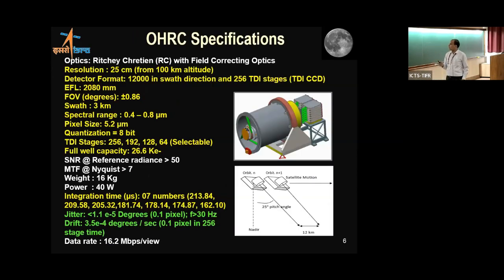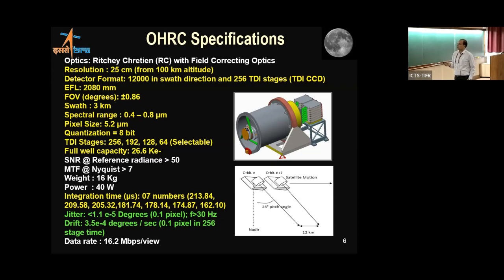This is our high resolution camera, OHRC, having 25 centimeter resolution from 100 kilometer altitude. It has 12,000 detectors in the swath direction. And this is a TDI camera having 256 maximum stages and better signal to noise ratio when we use 256, but depending on the illumination condition, you can select out of the four TDI stages: 64, 128, 192, and 256.